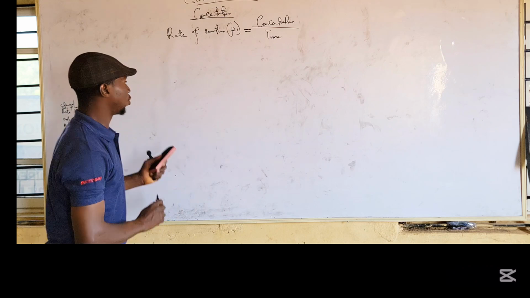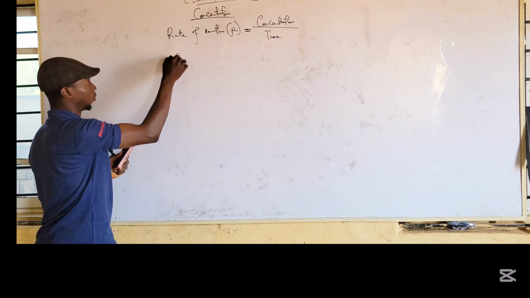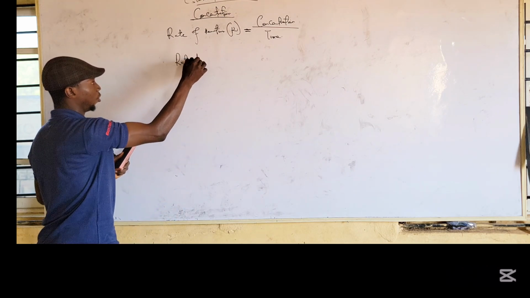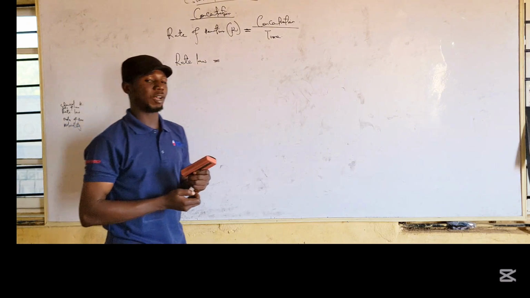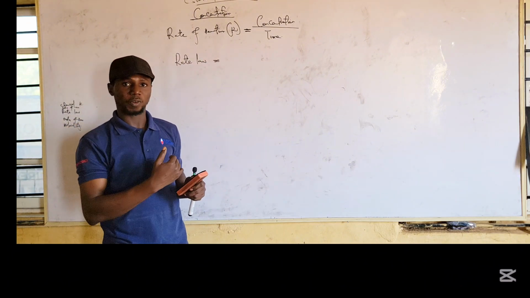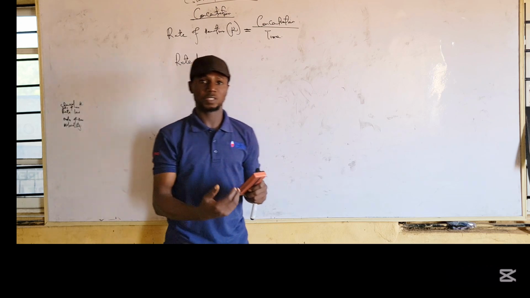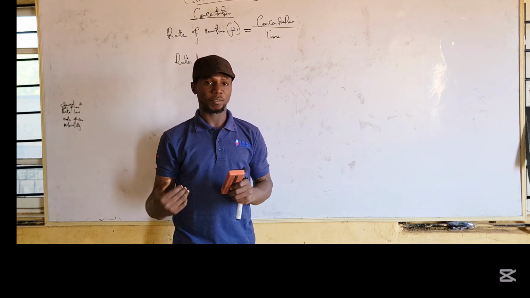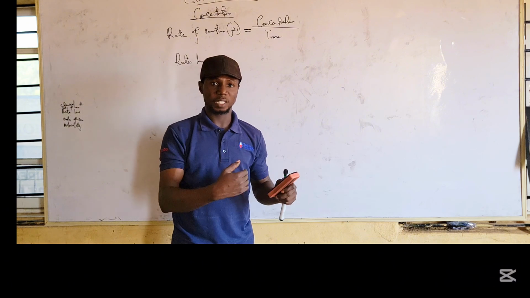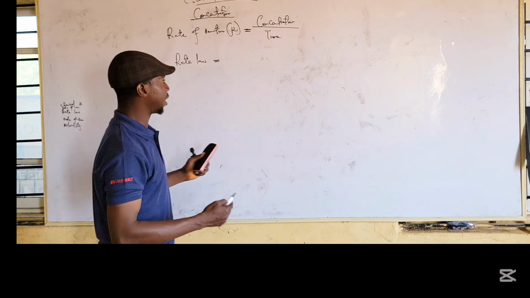There is a particular equation we call rate law. Rate law is an equation that shows the relationship between rate of reaction, specific rate constant, and concentration of reactants. Rate of reaction, specific rate constant, and concentration of reactant. What do I mean by this?